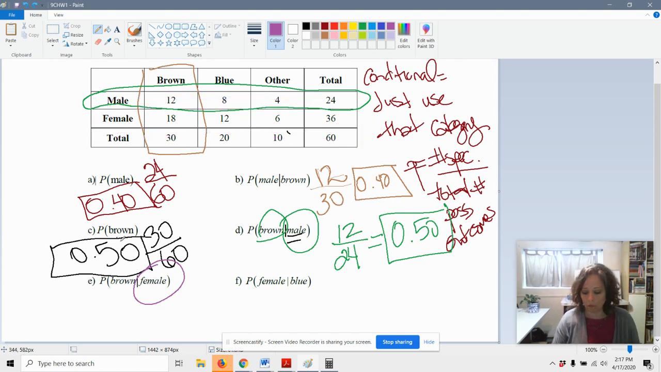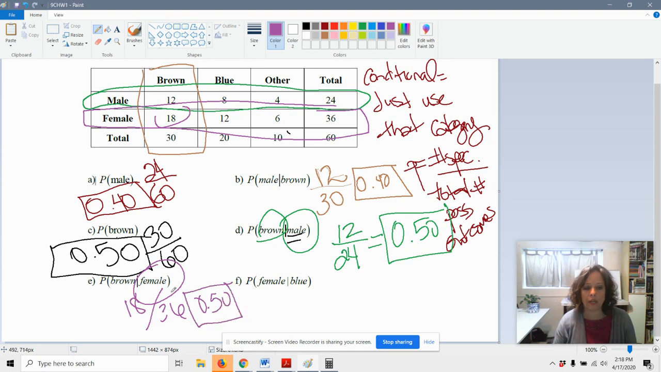So down here, we're going to say, well, how many brown? Well, we're only interested in this number because we're only interested in anything that's in that female category, nothing else. So the total number of brown in the female category is 18. The total number of females in the female category is 36. And that comes out to 0.50 again. Okay, you can leave that as a fraction if you want. This is the best way to give me an answer because it also shows part of your work. You give the fraction and then you give the decimal.